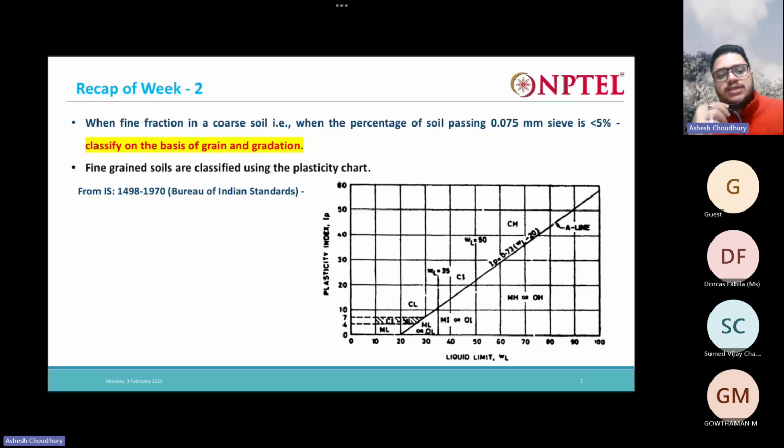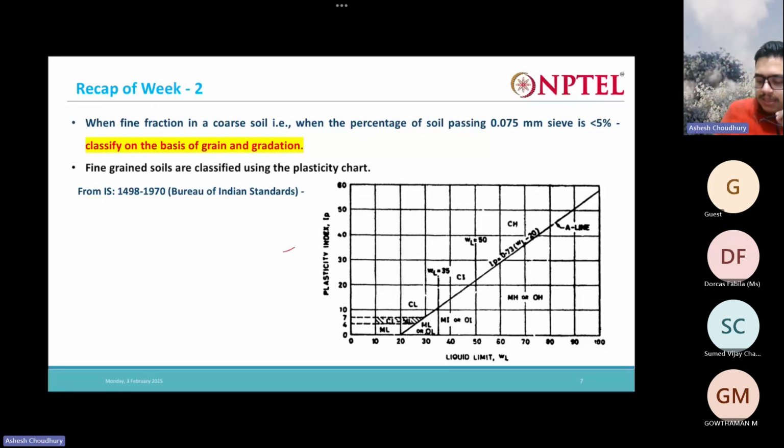Next, fine grained soils are classified using plasticity, so we will see that. Now forget about coarse grain; you just got the basics of how to classify coarse grain soil. Now coming to fine grain soil. Fine grain soil means most of the particles, more than 50%, are passing through 75 microns, meaning the size is smaller than 75 microns. Then we take help of this chart.